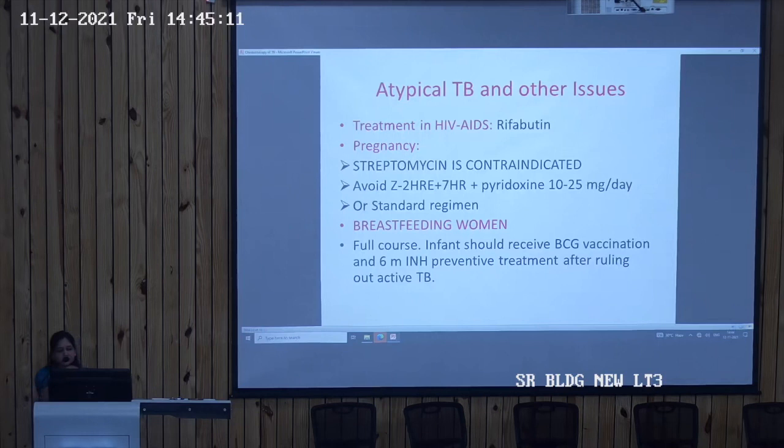Now atypical tuberculosis and other issues. In HIV and AIDS, this TB is very common, because immunocompromised patients are more likely to have these infections. But you can include rifabutin in place of rifampicin. The regime will remain the same.